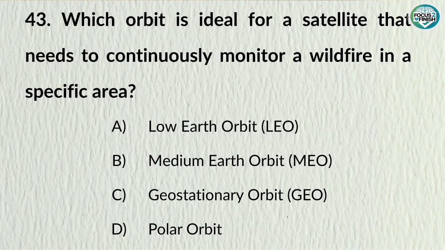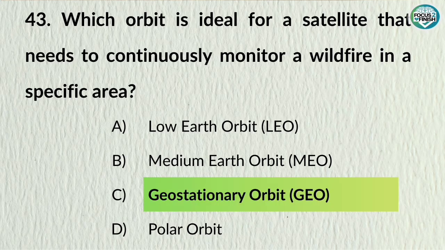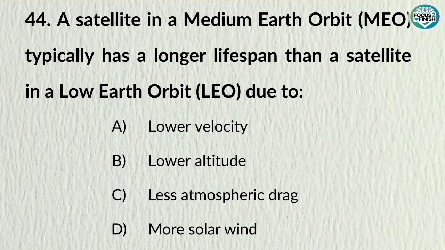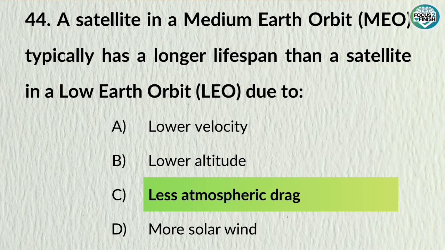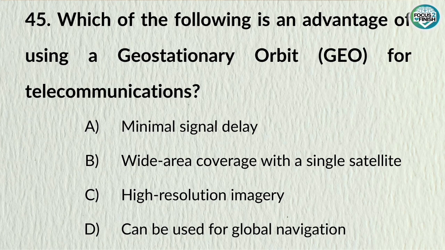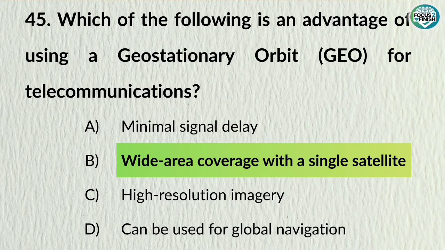43. Which orbit is ideal for a satellite that needs to continuously monitor a wildfire in a specific area? Answer: geostationary orbit. 44. A satellite in a medium Earth orbit, MEO, typically has a longer lifespan than a satellite in a low Earth orbit, LEO, due to? Answer: less atmospheric drag. 45. Which of the following is an advantage of using a geostationary orbit, GEO, for telecommunications? Answer: wide area coverage with a single satellite.